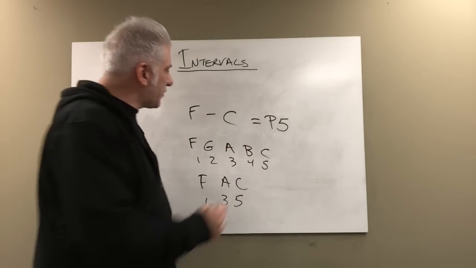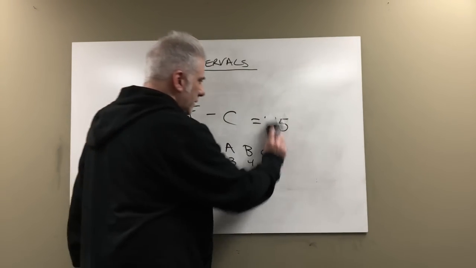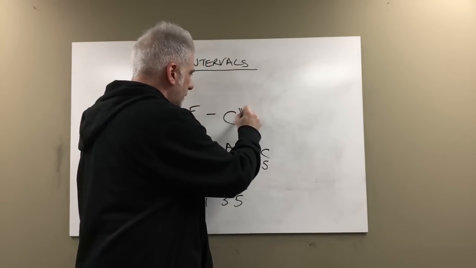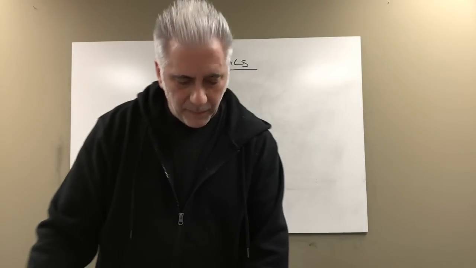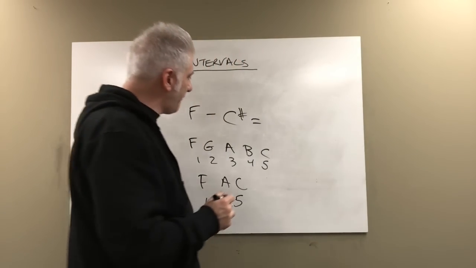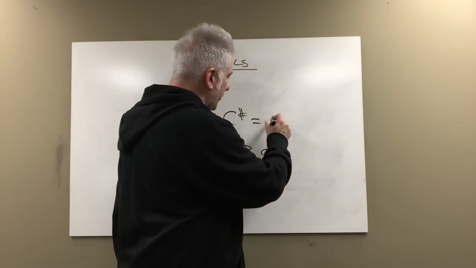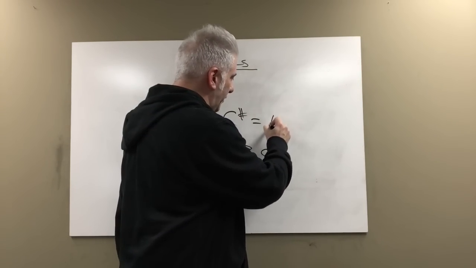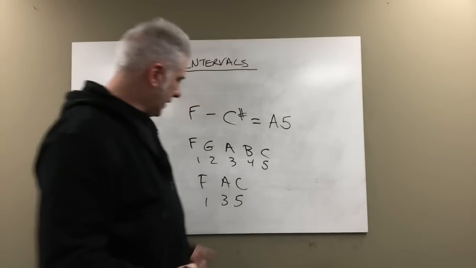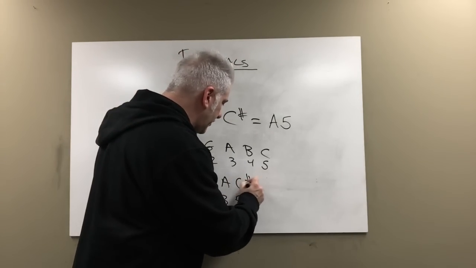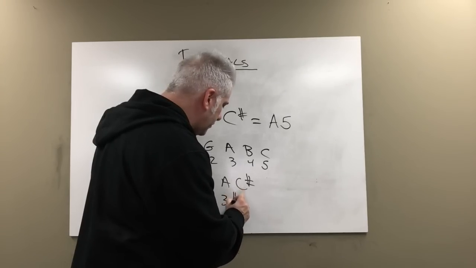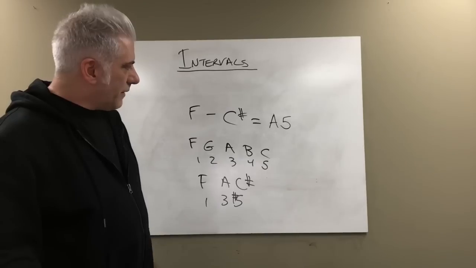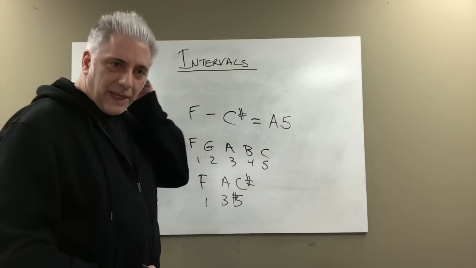If that note was a C sharp, okay, now that would have an extra half step there. Now to the ear, this sounds like a flat 6 interval, but it's really a sharp 5th interval. Okay, so you're going to call it an augmented 5th, A5. Okay, F, A, C sharp would be 1, 3, sharp 5. Sharp 5 is an augmented 5th, okay?